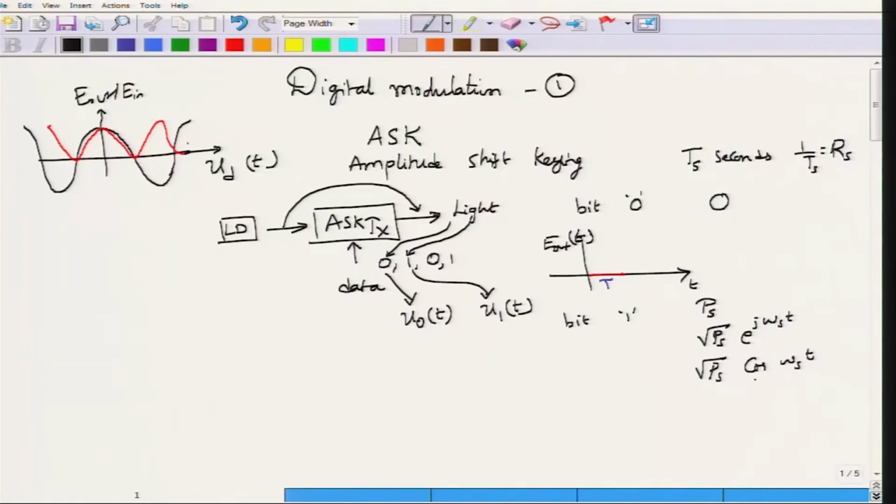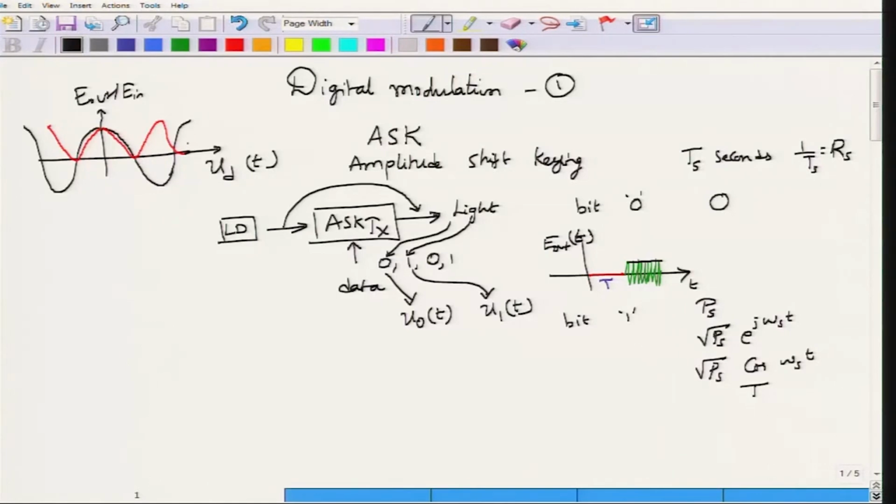So, this is the signal that I would like to transmit over the duration t. When I get a 1, I would be transmitting, and remember that this omega s is quite large. This is the electric field. Remember, electric field can be negative, but if you were to look at the power, then this power would essentially be a constant power, because what you would be transmitting is the average power contained in this waveform.